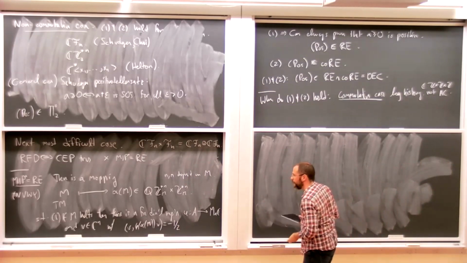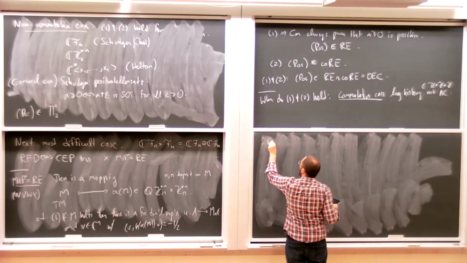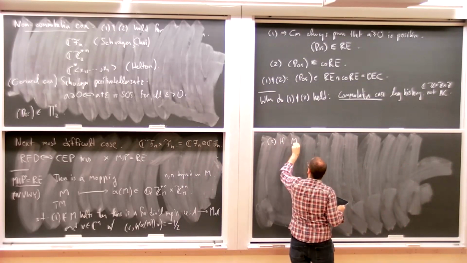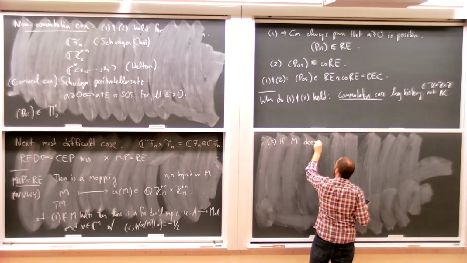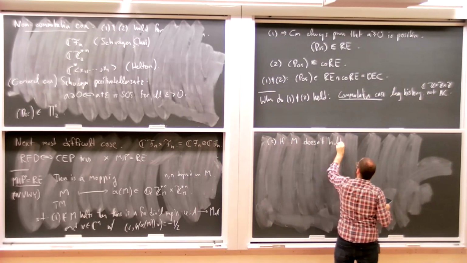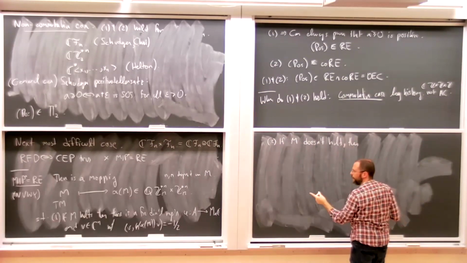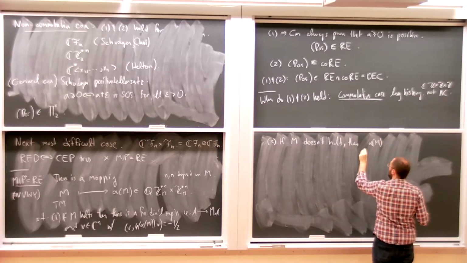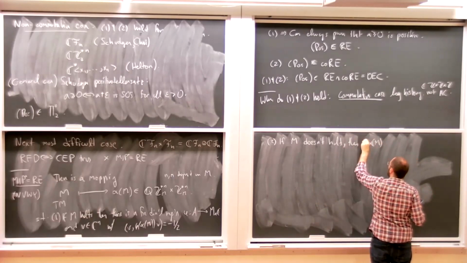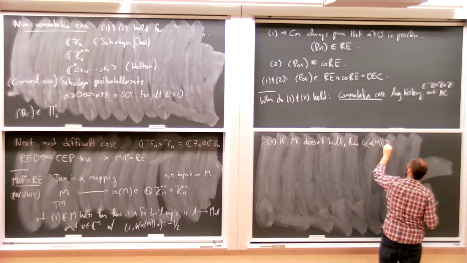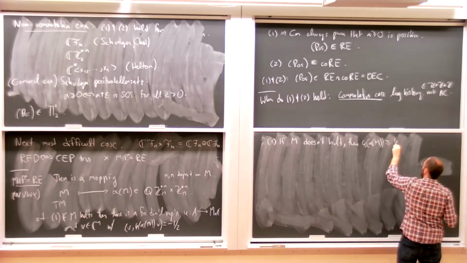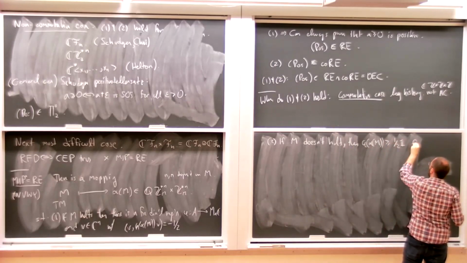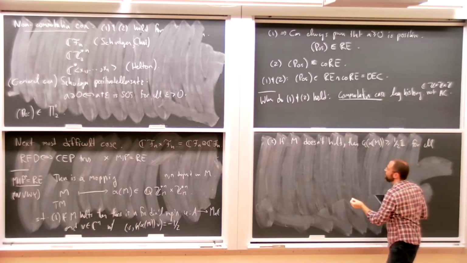And then if M doesn't halt, then not only is our alpha of M positive, well, I should say phi alpha of M is greater than or equal to, let's say, 1/2 identity for all finite dimensional representations.